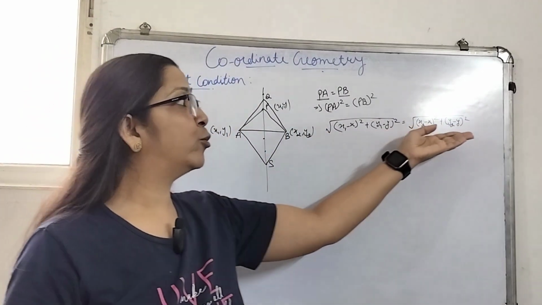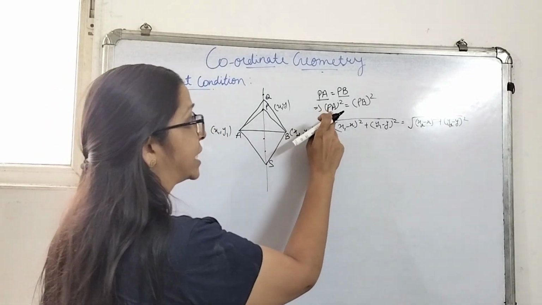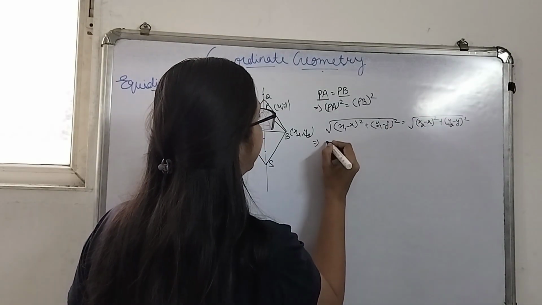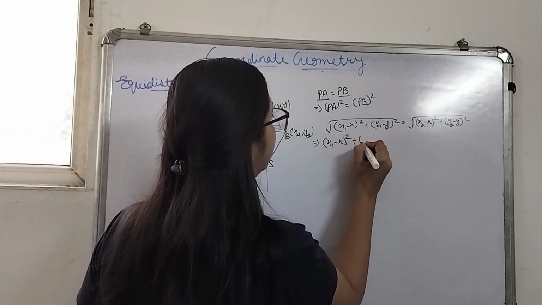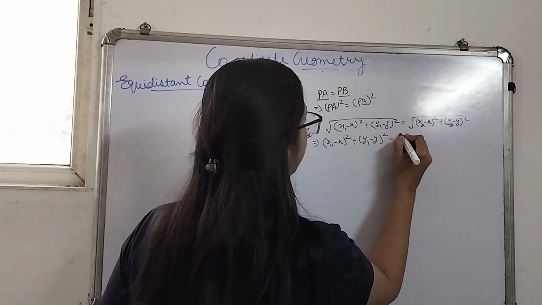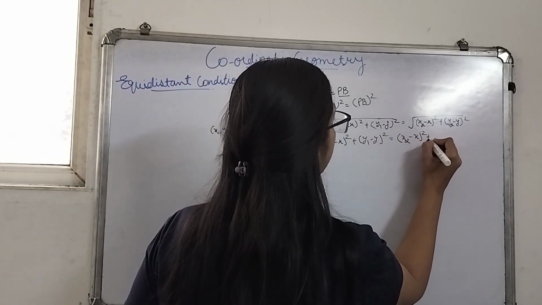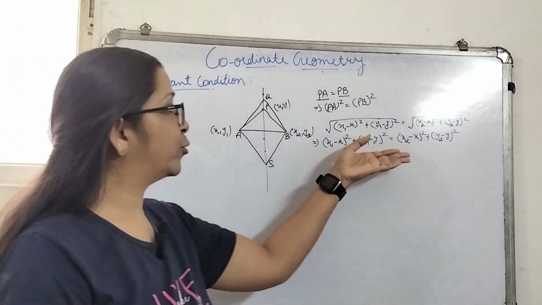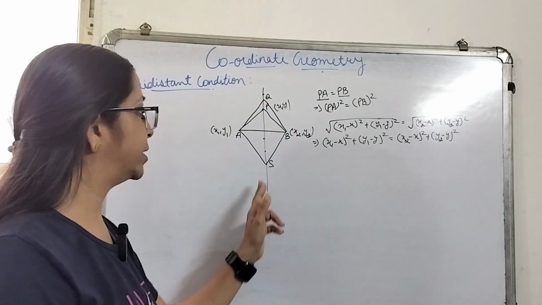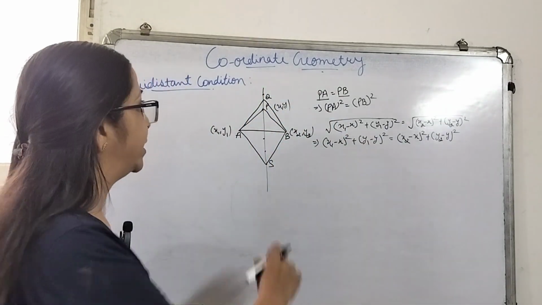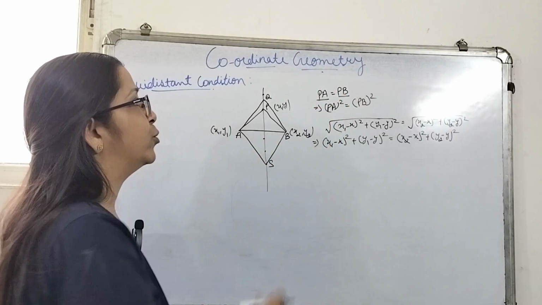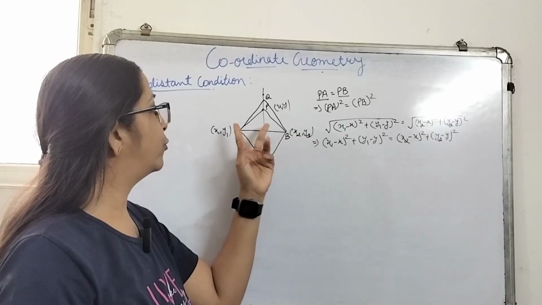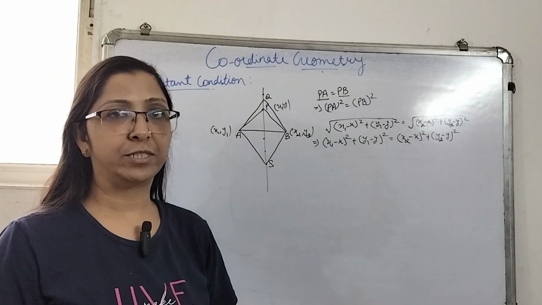Now because PA is equivalent to PB, PA square is equivalent to PB square. So we square both sides and get (x1 minus x) whole square plus (y1 minus y) whole square is equivalent to (x2 minus x) whole square plus (y2 minus y) whole square. If we solve it further, whatever equation we get will be the equation for this perpendicular bisector. That means by equating the two distances PA equal to PB, the point lying on the perpendicular bisector will be equidistant from the endpoints of the line segment.